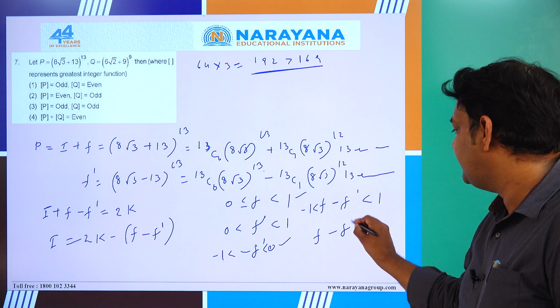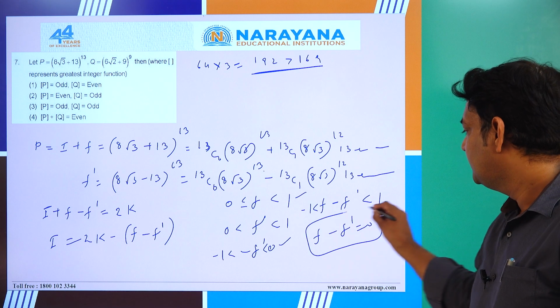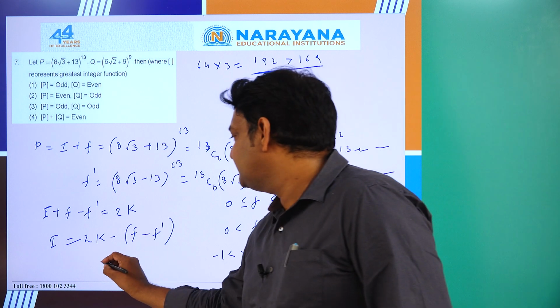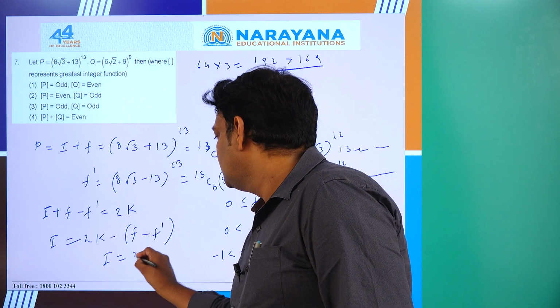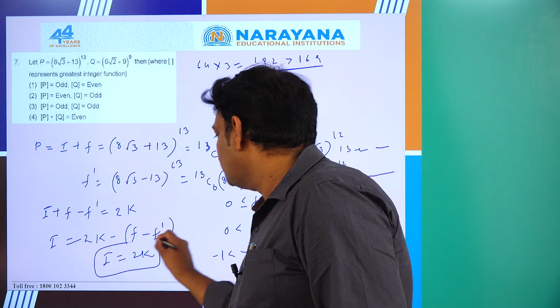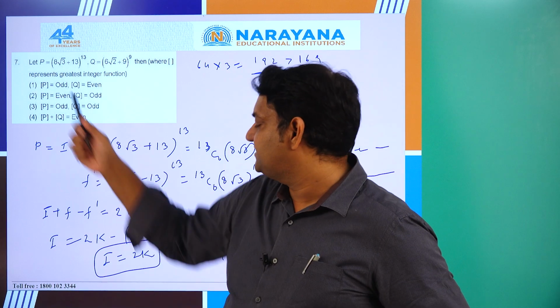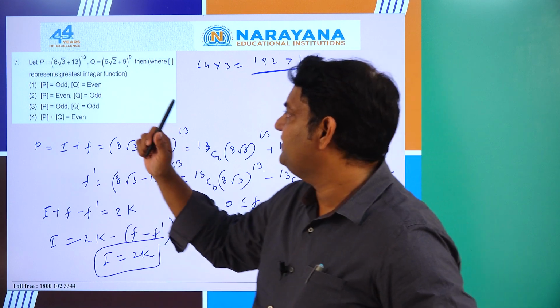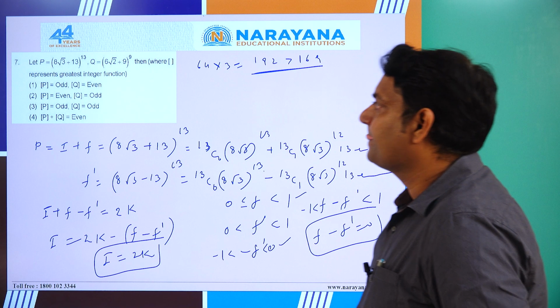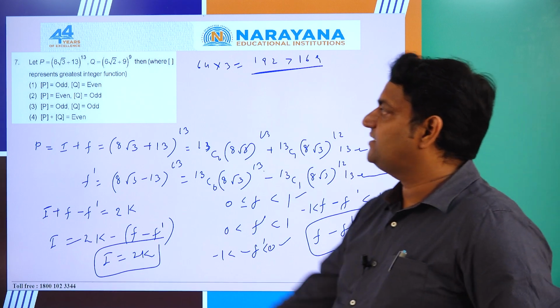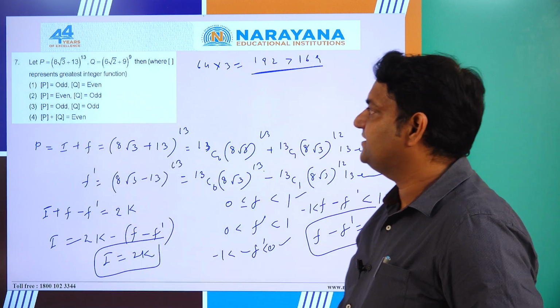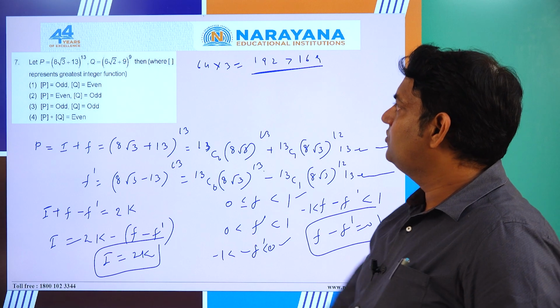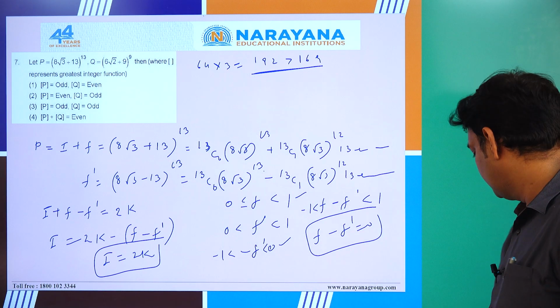F minus f dash lies between minus 1 and 1 and it must be an integer, which means f minus f dash must be equal to 0. And if f minus f dash is 0, then I is 2k. So the greatest integer of p we got is even. So far the possibilities are the second option or the fourth option, that is, even. Okay, now we will go for q. The same procedure you have to repeat for q.